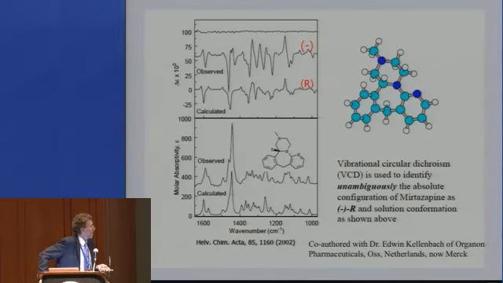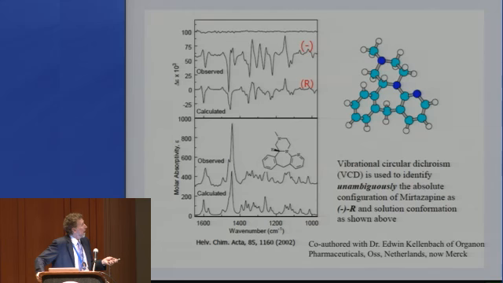one a day. So here's an example from quite a ways back, 2002, with Edwin Kellenbach when he was at Organon. And we actually did the calculations before we were comparing the measurements. And we went to their lab, and lo and behold, it was almost a perfect match. So this minus is the measured VCD of the minus rotating optical rotation enantiomer, which you physically have in your hand.